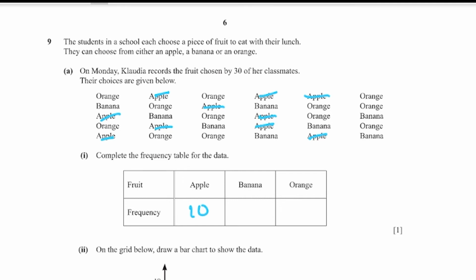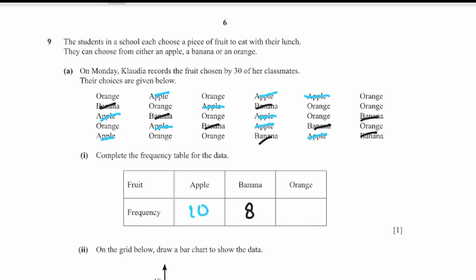Banana, okay, different. Okay, so 1, 2, 3, 4, 5, 6, 7 and 8. 8 for banana.